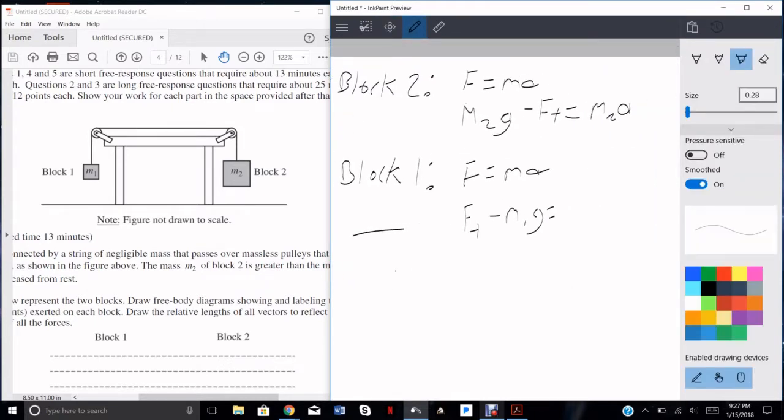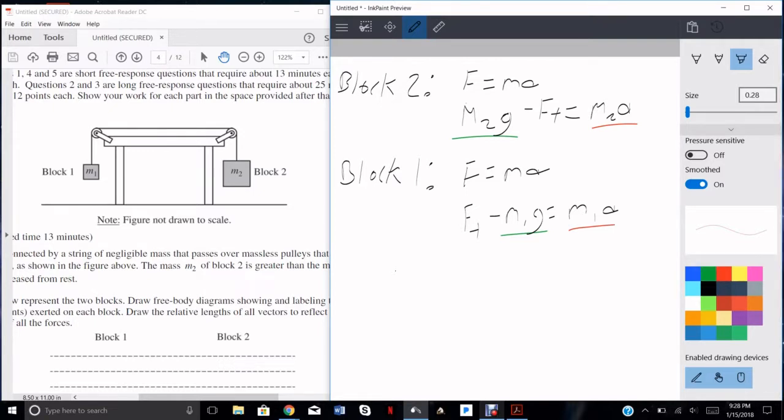Is equal to the mass of block 1 times acceleration. For the final part of this, we're going to use basic algebra to combine the parts of this equation. We can take this section, and this section, and this section, and set them equal to each other.